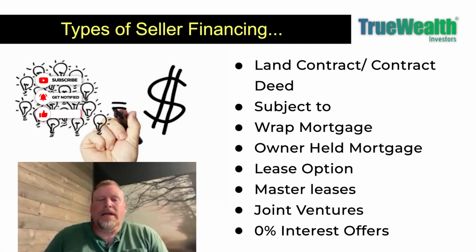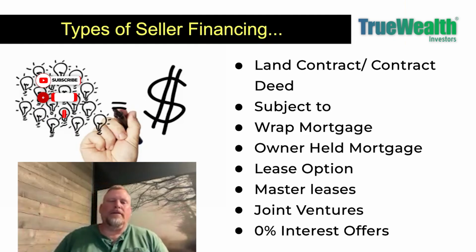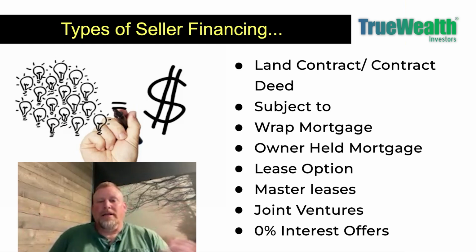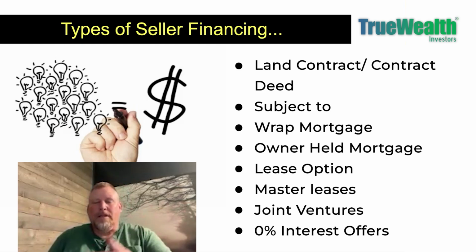All right, so we can do a land contract or contract for deed. If you're doing it in Ohio, it's a land contract. Some other states are contract for deed. That's where you have a contract to purchase the house. You make payments, the deed stays in the seller's name, and then eventually will transfer into the buyer's name once the contract's paid off.